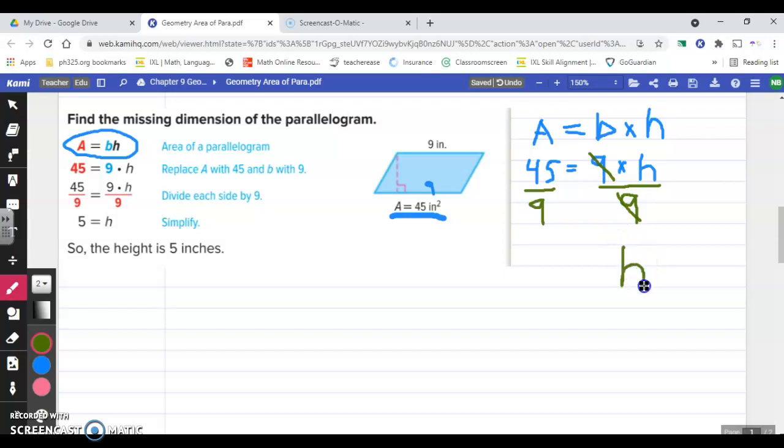Bring your equal sign down. You'll need a little bit of mental math power: 45 divided by 9 is 5. So with a little problem solving, I was able to find what H was when I have B and A. It'll be the same thing if you have H and capital A. Just do the exact same steps that we did right here.